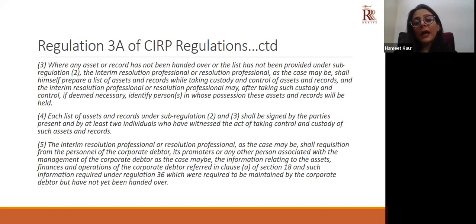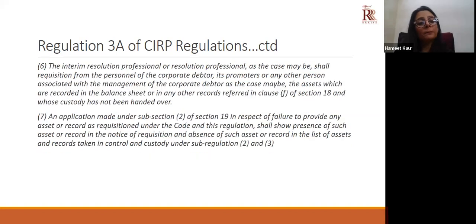The IRP or RP, as the case may be, shall requisition from the personnel of the CD, its promoters, or any other person associated with the management of the CD, the information relating to assets, finances, and operations of the CD referred in clause A of section 18, and such information required under regulation 36, which were required to be maintained by the CD, but have not yet been handed over. So each clause of information which we'll be going through now, section 18 and regulation 36, have been listed over here in what manner we need to take custody and control of them.